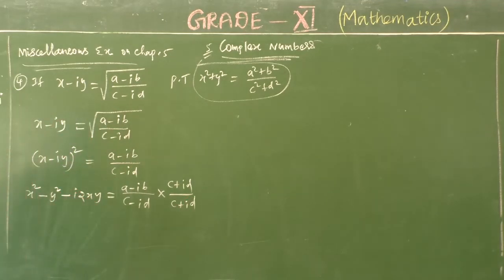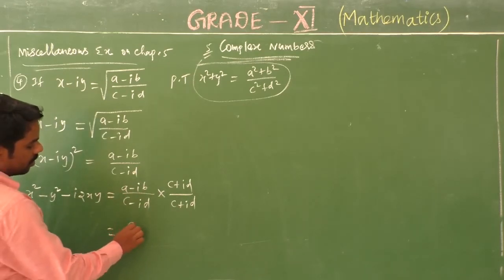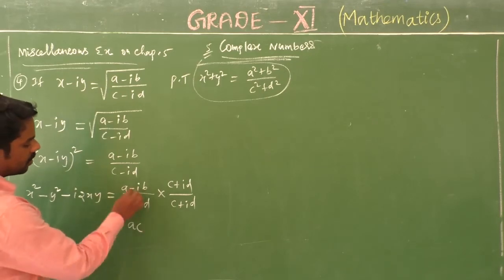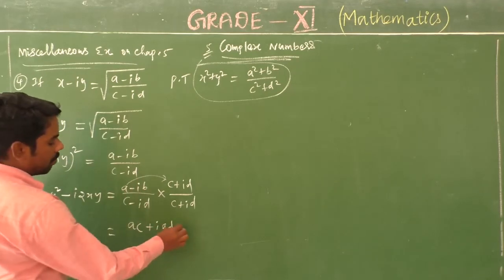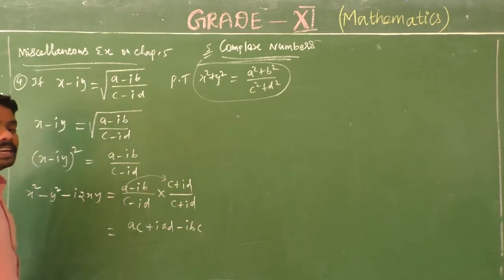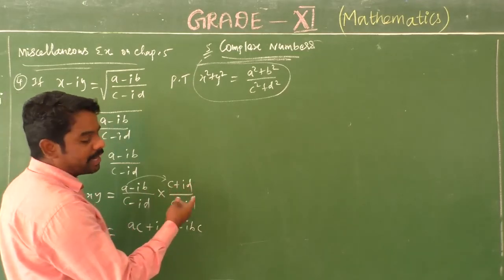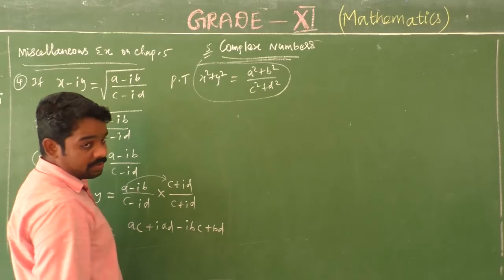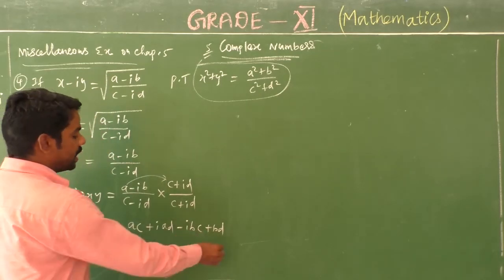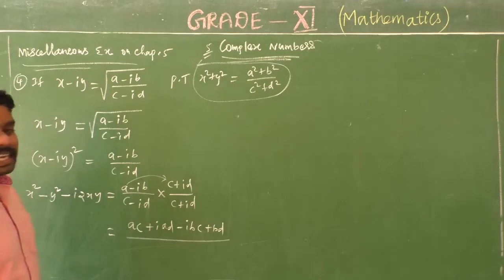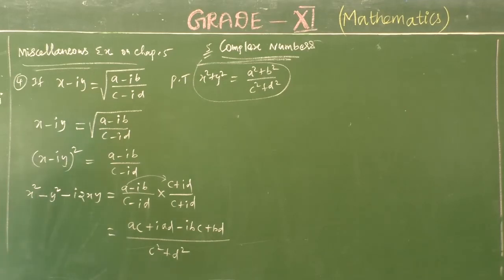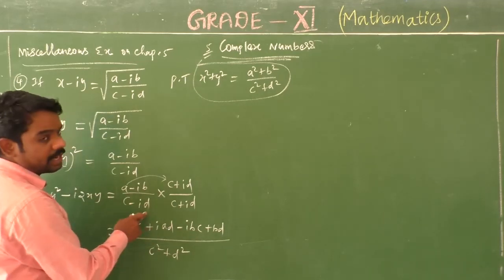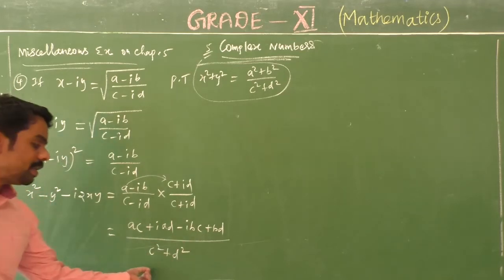Okay, right. Simplify this. Multiply these two terms. ac plus iad minus ibc minus i squared bd. I squared is minus 1, so plus bd, divided by (c minus id) into (c plus id). That is the (a minus b) into (a plus b) formula: c squared minus i squared d squared. I squared is minus 1, so it is c squared plus d squared.